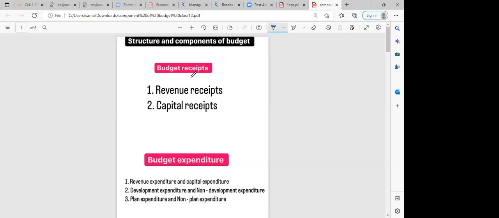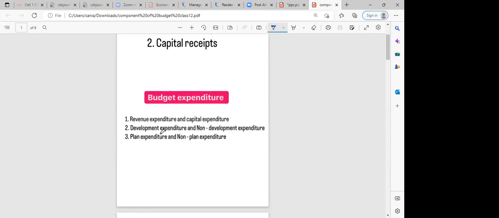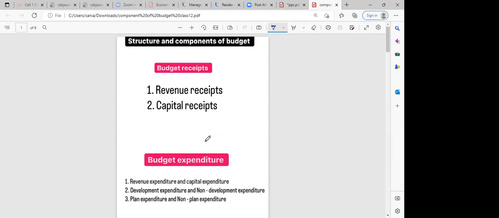In budget receipt, there are two types of receipt, one is revenue and one is capital. Revenue is always in the form of money, and capital is basically in different parts. So budget receipt is revenue receipt and capital receipt. But expenditure is of three types: revenue expenditure and capital expenditure, development expenditure and non-development expenditure, plan expenditure and non-plan expenditure. So these are the structure and components.